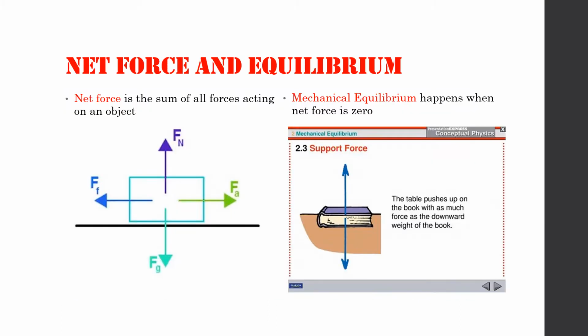Net force and equilibrium are two important terms that you need to learn for dynamics. Net force is the sum of all forces acting on an object. So you see here, this is the object. For example, it's a book on the table. So we have four forces acting on it.